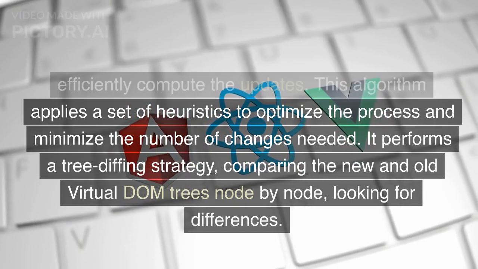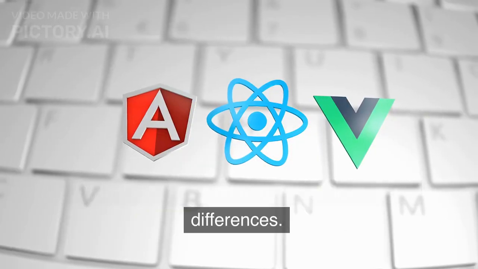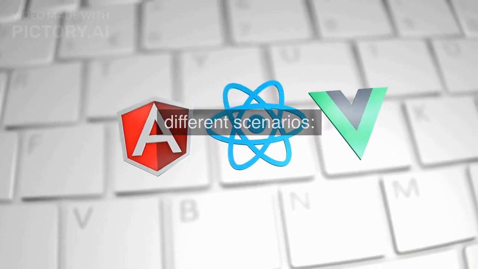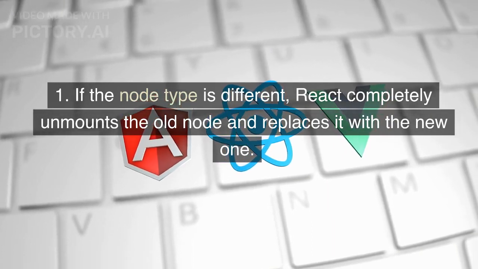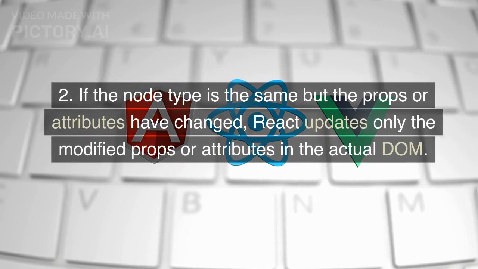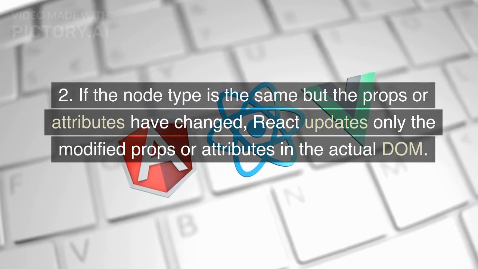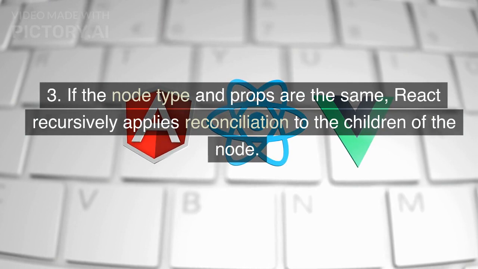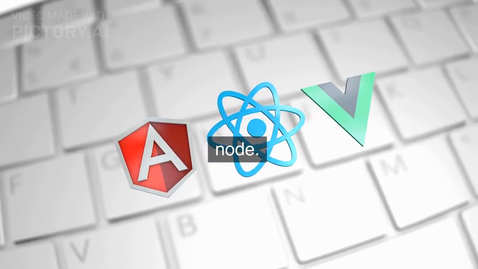It performs a tree diffing strategy, comparing the new and old virtual DOM trees node by node, looking for differences. When comparing nodes, React checks for three different scenarios. 1. If the node type is different, React completely unmounts the old node and replaces it with the new one. 2. If the node type is the same but the props or attributes have changed, React updates only the modified props or attributes in the actual DOM. 3. If the node type and props are the same, React recursively applies reconciliation to the children of the node.